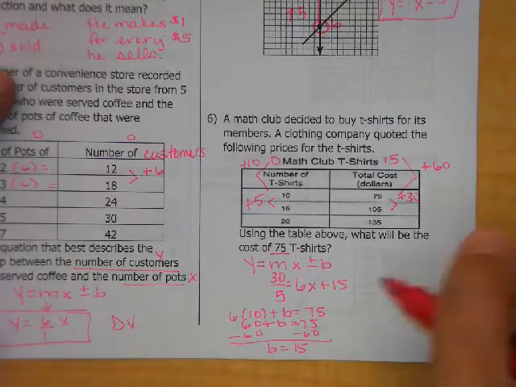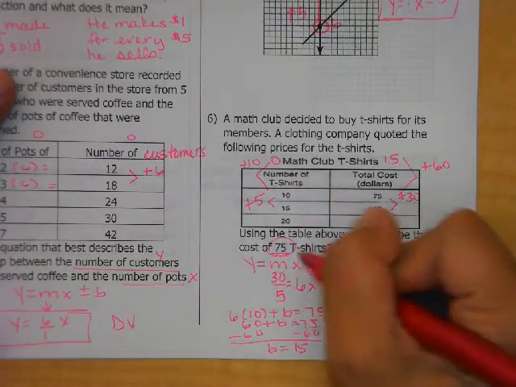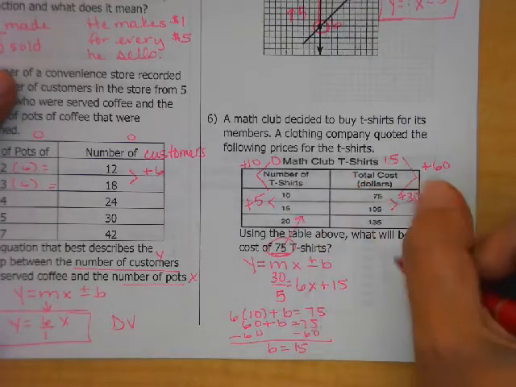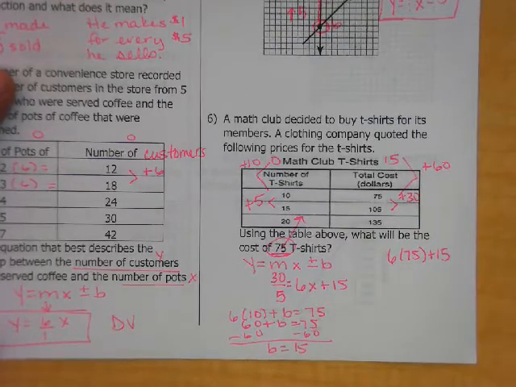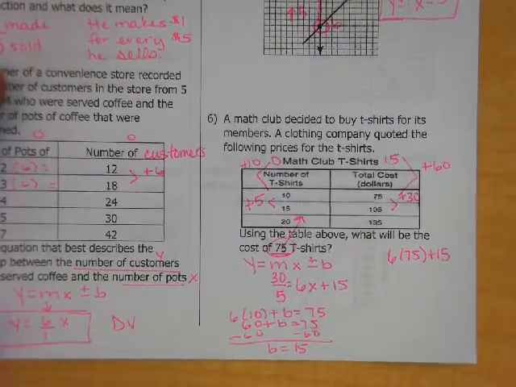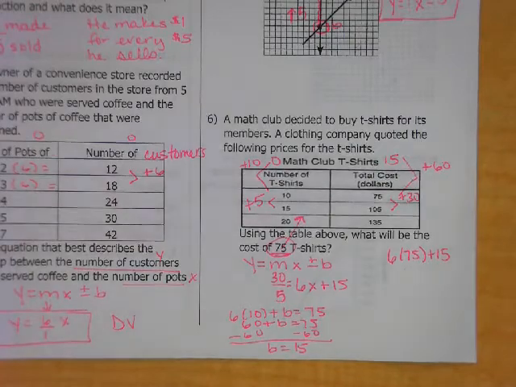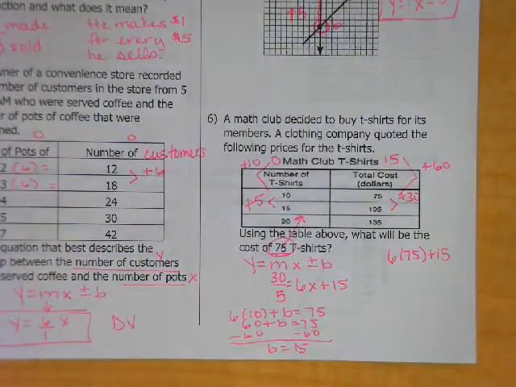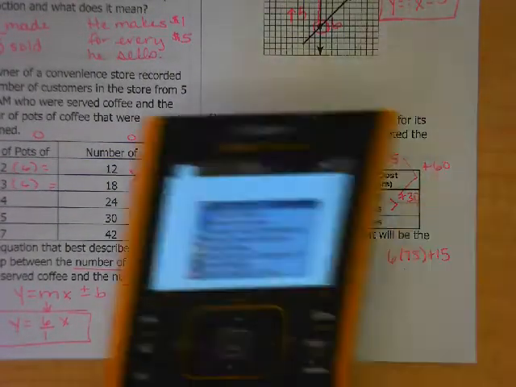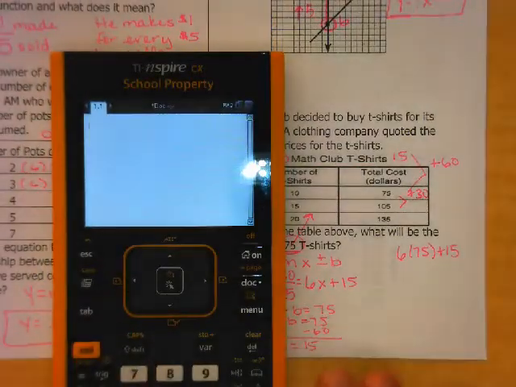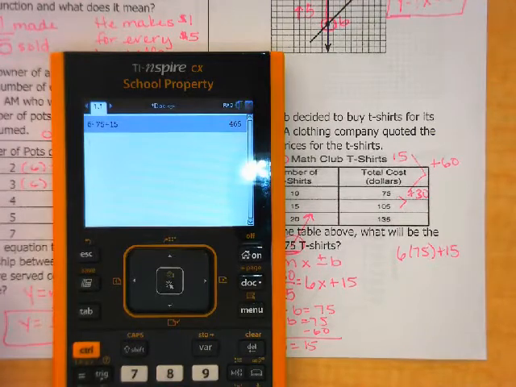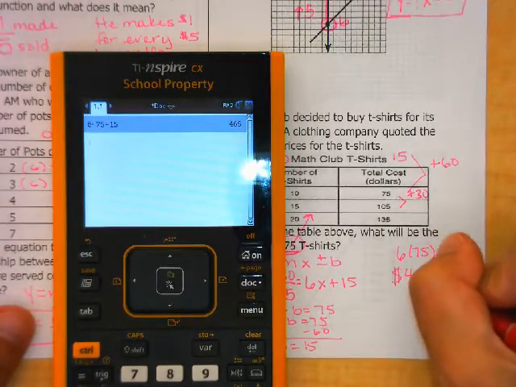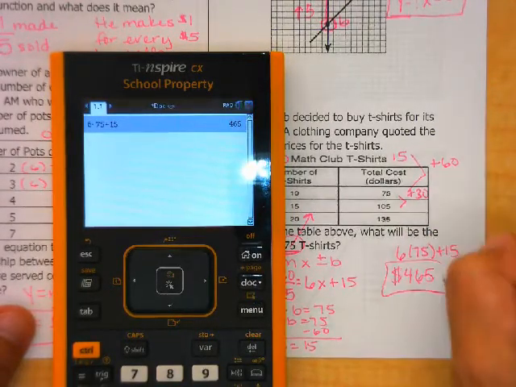All right. So now we need 75 t-shirts. That is our x. So we have 6 times 75 plus 15. So we can use our handy dandy calculator here. And you can plug that in. So when I come to my calculator here, I know you can do this in your head, but work smarter, not harder. So 75 shirts is going to be $465.